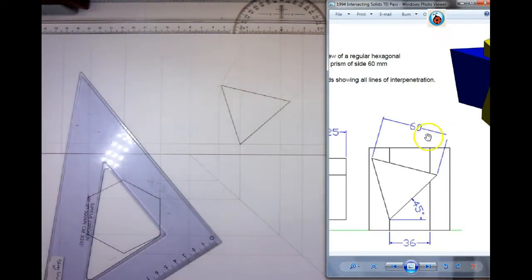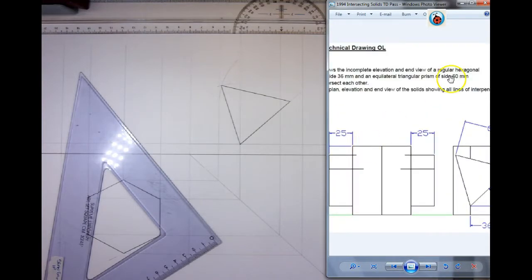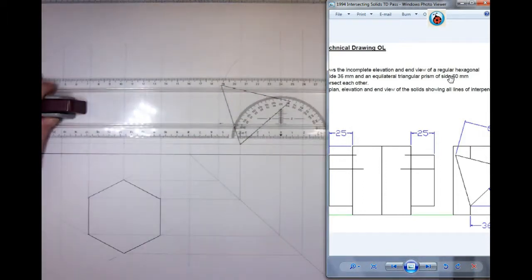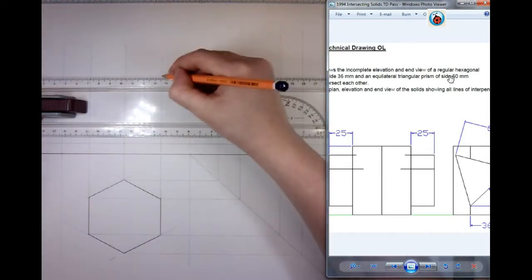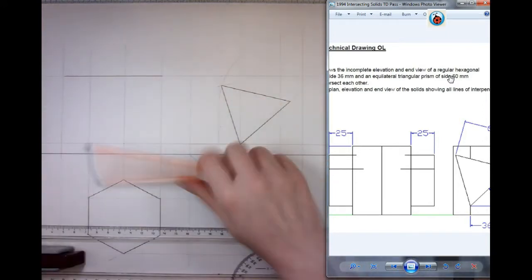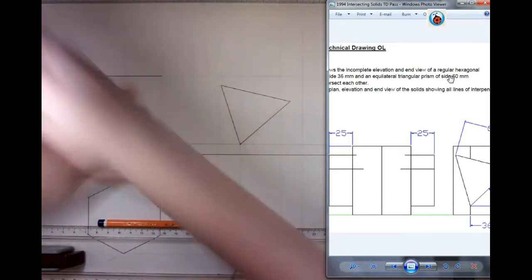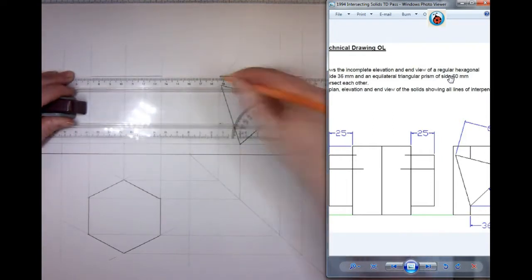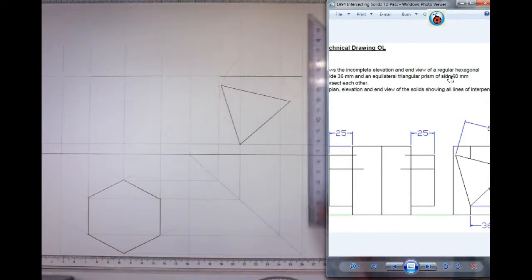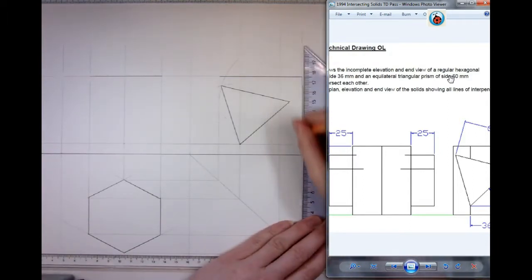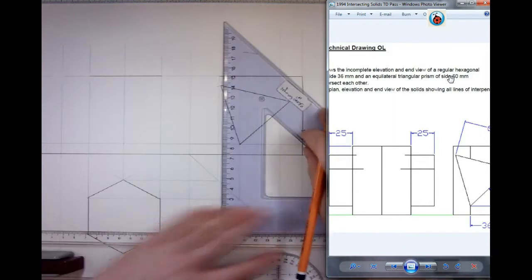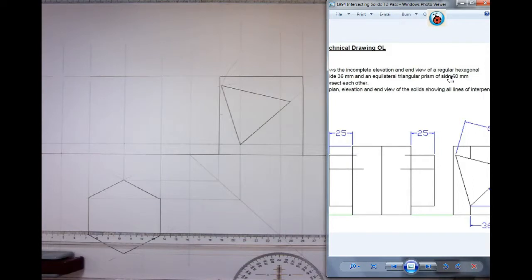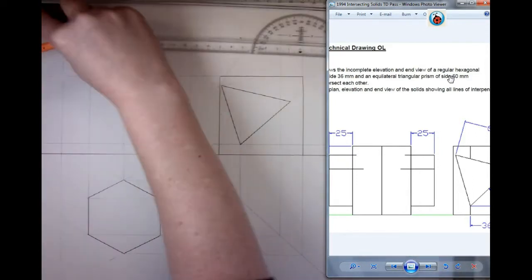Lovely. Now if we look at our question again, I'm told to go up 10 to get from the top point, and that gives me the full height of my elevation and my side view. I'm just going to darken in a portion of it at the moment. So that's my side view virtually completed. Now before I go any further, I'm just going to do a little bit of indexing.